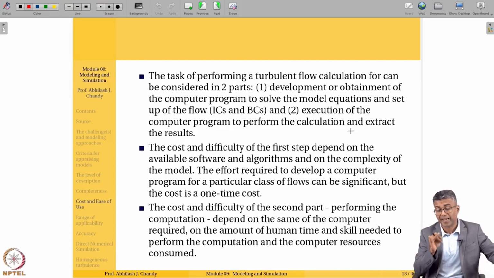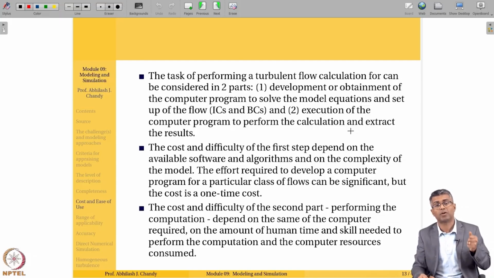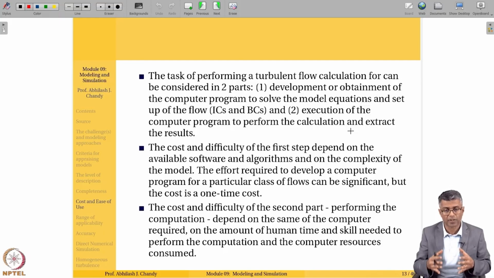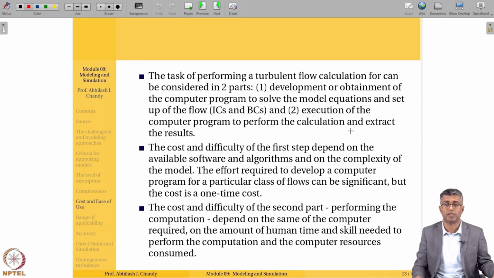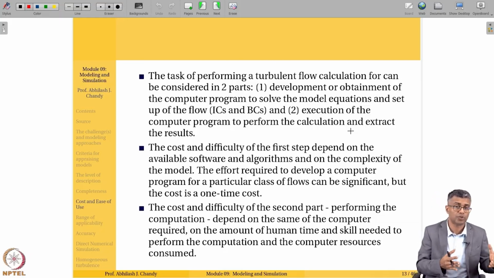Now for the second part, the execution part, the cost and difficulty of performing the computation depends on what kind of computer you're using. What kind of skill levels do you or your team have? Do you have the right amount of skills to perform the computation, and do you have enough computing resources to run the program that you have developed or obtained? Sometimes certain codes are more memory intensive, so do you have the resources to do that?